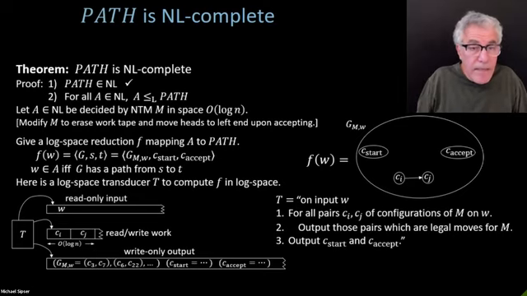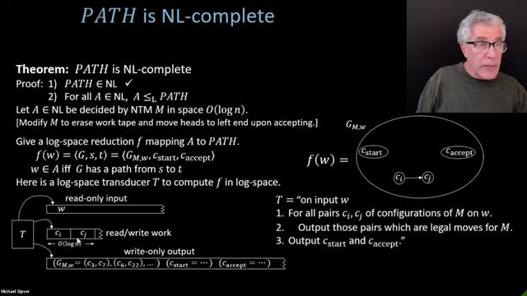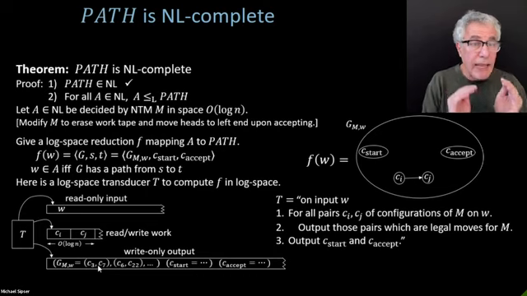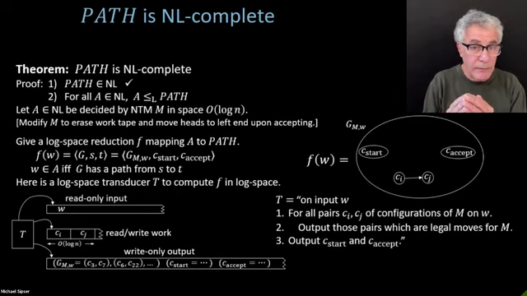On the read-write work tape, do we only write two configurations at once? Yeah, we're just writing down a candidate edge that we're going to output onto the output tape. So that's why we have two configurations. I want to know, can I get from this configuration to that configuration? If yes, I print it out. Print out that pair. That's an edge in my configuration graph, which is what I'm supposed to be outputting here.